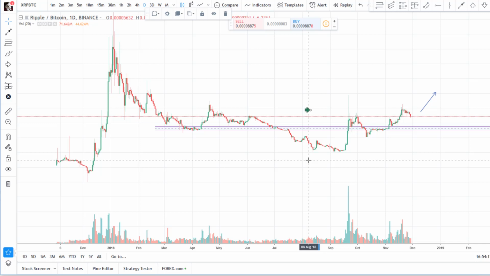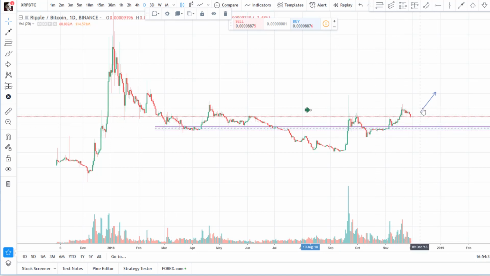But if you were to say, what is the mean value? Where does price like to go back to on XRP? I would say this is probably where price likes to go back to, is in this range, based on the historical price action that we've seen so far. It likes to go back to this value channel range.